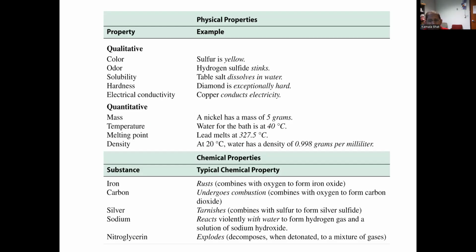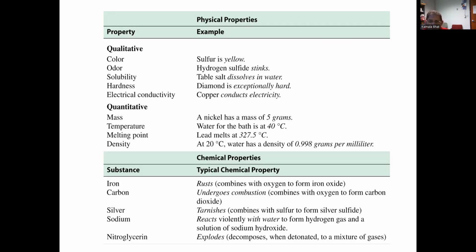Chemical properties, on the other hand, we just try to answer the questions: whether it combines, whether it rusts, whether it goes through combustion, whether it tarnishes, does it react, will it explode. When we get answers to these questions, then we can say that a chemical reaction has taken place.